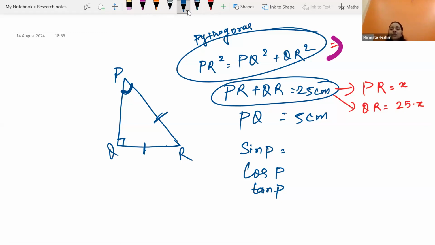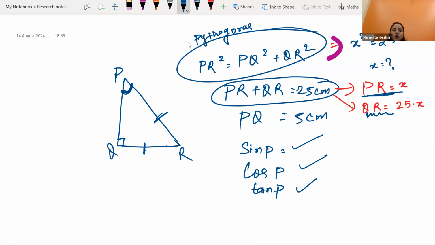Okay. So PR square, that is X square, is equal to PQ square. PQ is 5, already given. So 25 directly I am writing, plus QR square, that means 25 minus X complete square. Now you have to apply the (a minus b) whole square formula. At first you have to find the X value, that X is PR. Then you can find QR by subtracting it from 25. And then you can find sine P, cos P and tan P. Will you be able to do it? Yes, ma'am. Okay, let's continue.